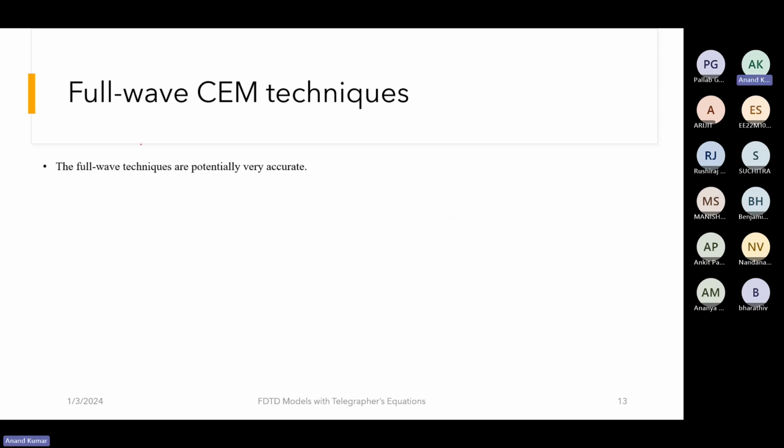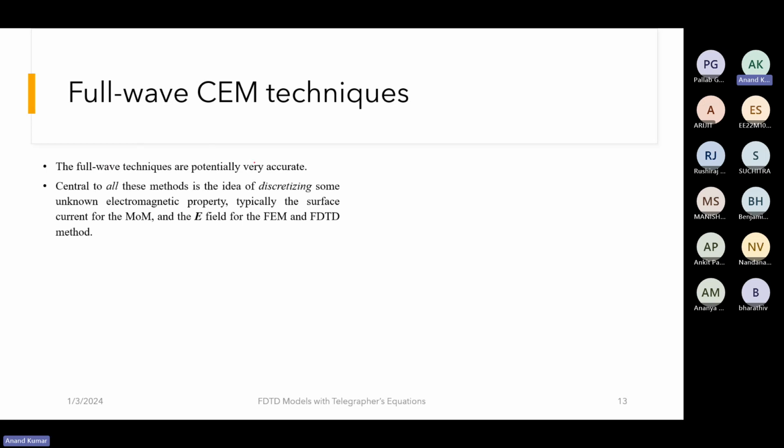And now the full wave techniques. Full wave techniques are potentially very accurate. These include the method of moments, the finite element method, and the FDTD method. All these are full wave methods, and central to all of them is the idea of discretizing some unknown electromagnetic property, which is typically the surface current for the method of moments and the electric field for FEM and FDTD. So, for example, if you have an object which you are trying to simulate using either of these methods.